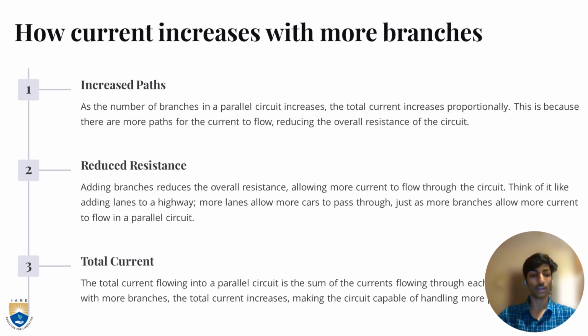Think of it like adding lanes to a highway. More lanes allow more cars to pass through, just as a branch allows more current to flow in a parallel circuit. Total current: the total current flowing in a parallel circuit is the sum of the current flowing in each branch. With more branches, the total current increases, making the circuit capable of handling more current.